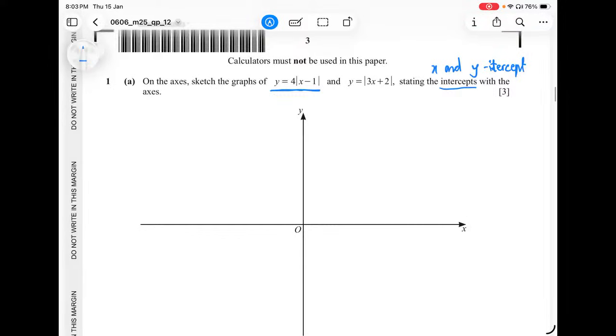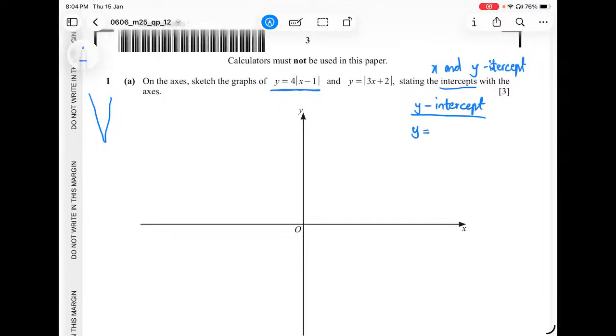Basically, a general absolute value graph should look like a V. So the shape should be V. We need to just know where the intercepts meet, and then you just draw the gradient or the V based on it. Here it is 4 times the absolute value of x minus 1. So let's find the x and y intercepts. And how do we find it? Let's find the y intercept for the first equation. What you do is you just let x be 0 and then you do the rest.